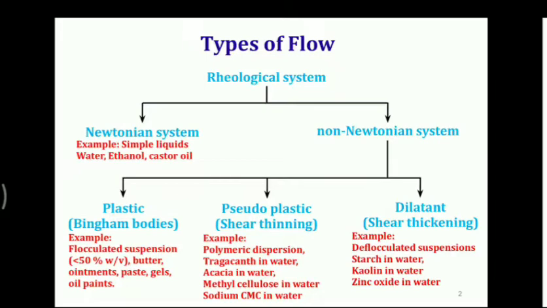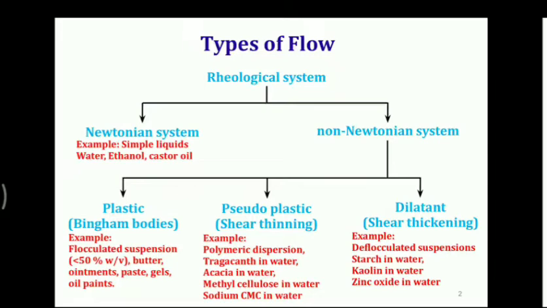Depending upon the consistency curve, it is again classified into three types: the first is the plastic system, the second is the pseudoplastic system, and the third is the dilatant system. First, the plastic system is also called Bingham bodies. Examples of plastic systems are flocculated suspensions of less than 50% weight by volume concentration, butter, ointment, paste, gels, and oil paints.